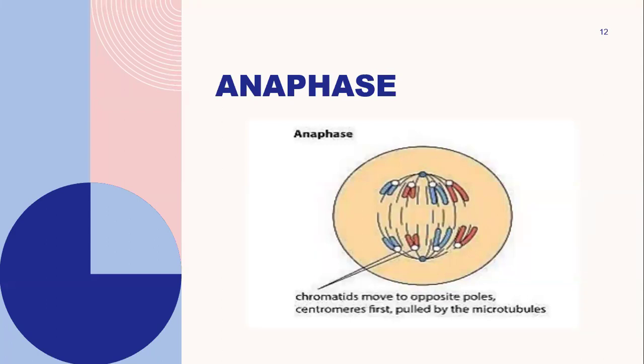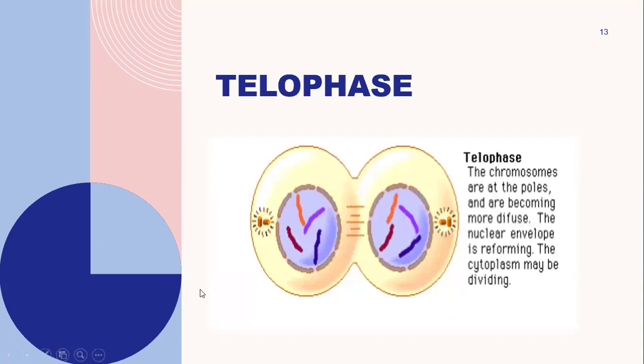So after anaphase, we have telophase. Telophase is our last stage of mitosis. In telophase, we have the chromatids arriving at the poles. At anaphase, they separated. In telophase, they're now going to arrive at the poles, and each is going to become a complete chromosome. Just as it is a single chromatid, it will be a complete chromosome.